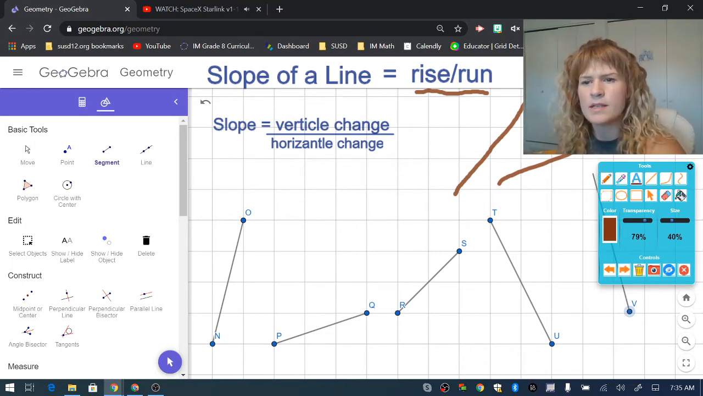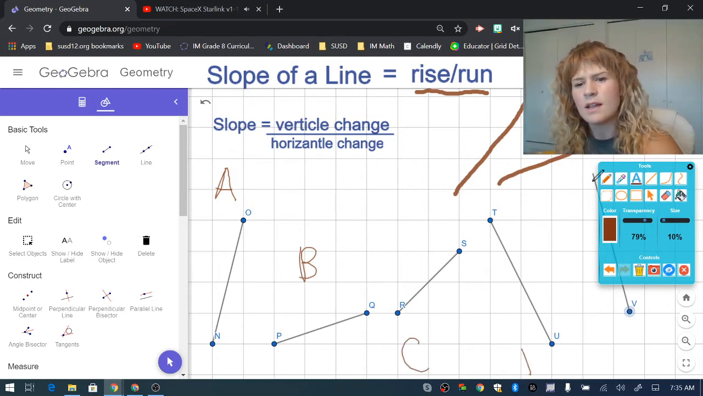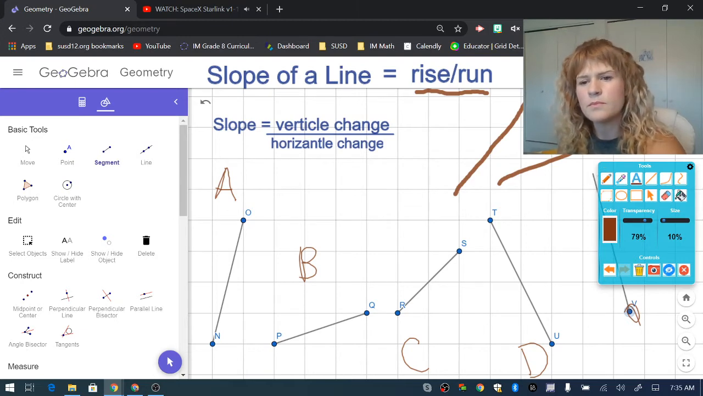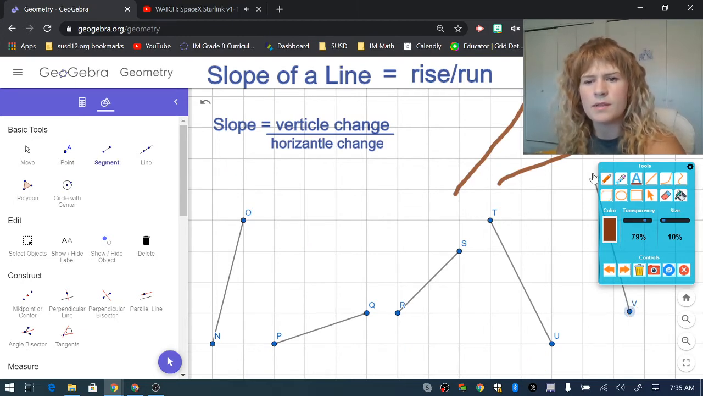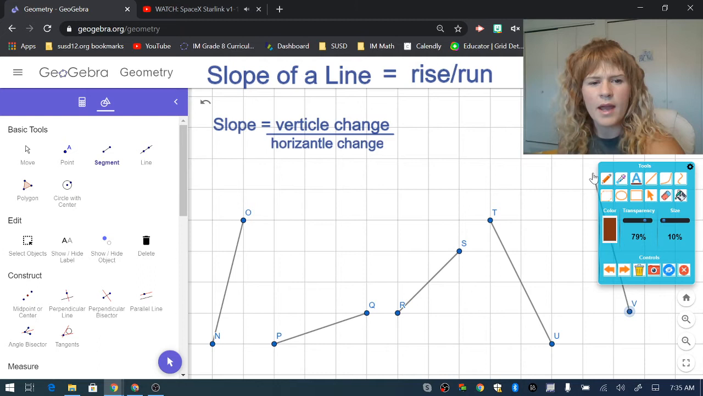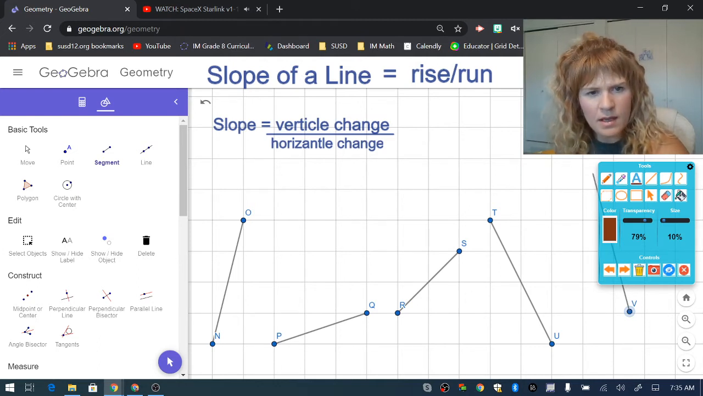Let me explain that just a little better with these lines down here. Say line A, line B, line C, line D, and then this line over here was just a mistake. Okay, I'm going to erase those though. All right, look at line A right here. What is the rise? How much is the vertical change compared to the horizontal change?